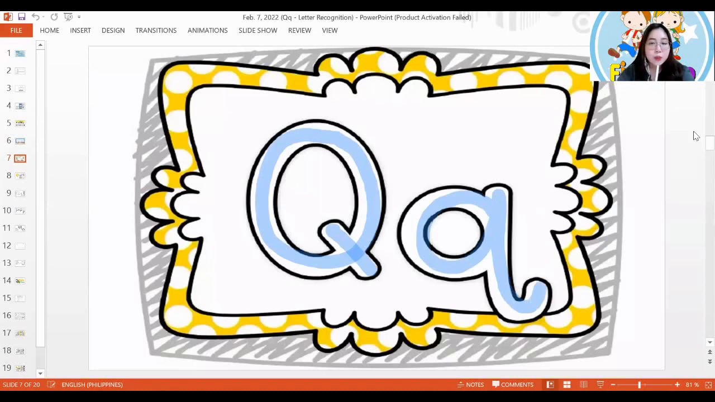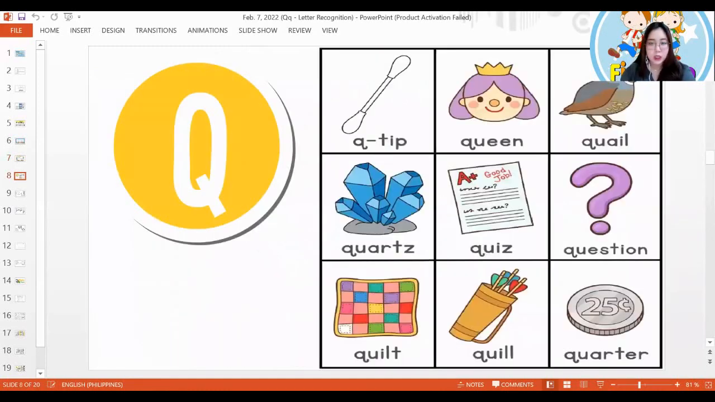The sound of Q is quo, quo, quo. The sound of Q is quo. All the letters make a sound. The sound of Q is quo. Very good. Now let's see what pictures begin with the letter Q.